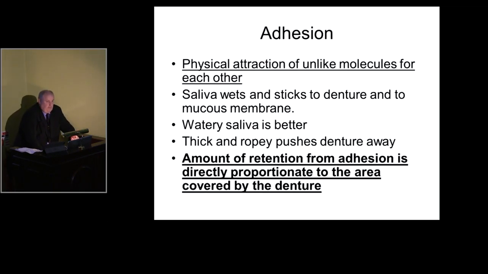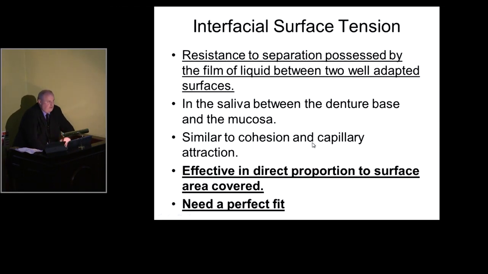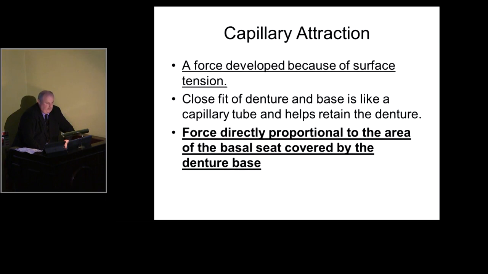So adhesion, unlike molecules, the saliva to the mucosa, the saliva to the denture. What's critical for this? We must have maximum surface area. Cohesion, physical attraction of like molecules, so within the saliva. What's essential for this? We need thin saliva. Thick, ropey saliva, disadvantage. What's the key? The key is surface area covered. You must have maximal surface area for good retention.